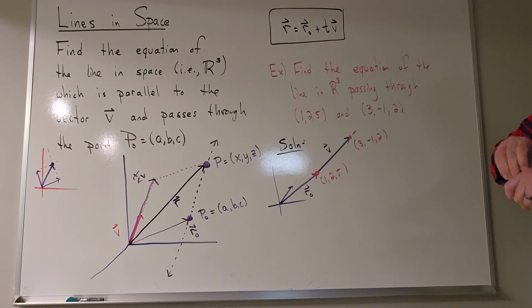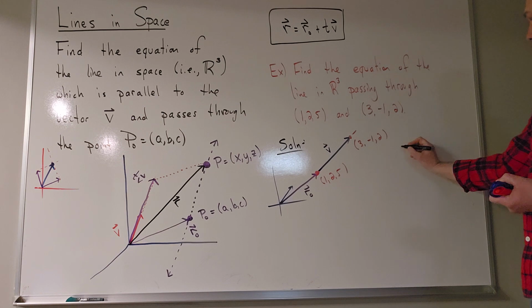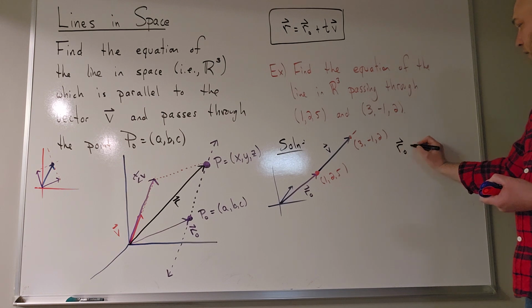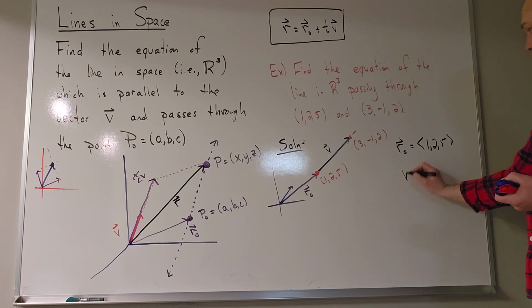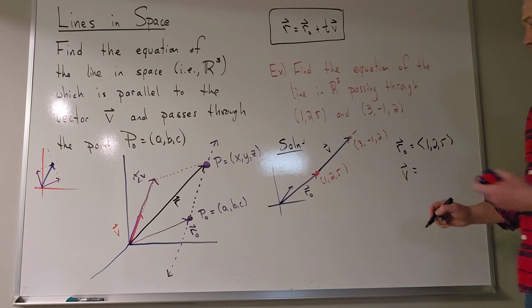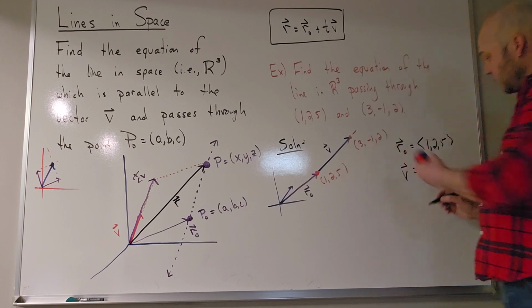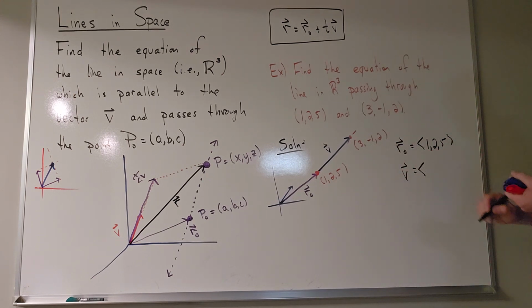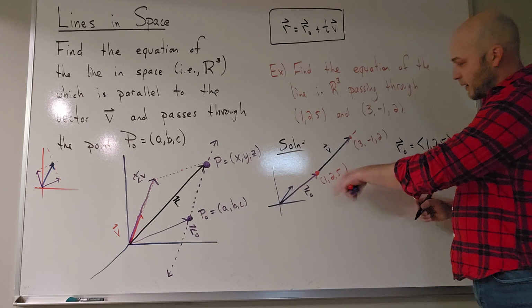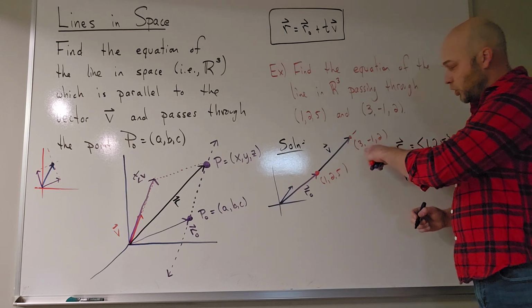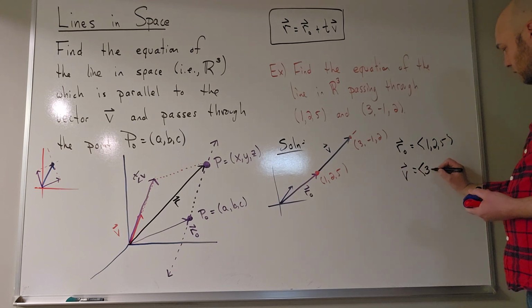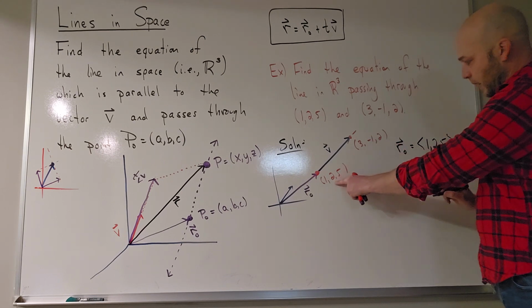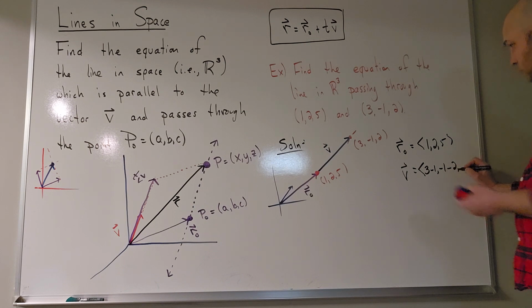Okay, so let's write down the vectors that we know. r naught is going to be the vector that terminates at the point (1, 2, 5). The vector v is going to be the vector that starts here and ends here. So remember, the way we find a vector between two points is I subtract corresponding components. So it's terminal minus initial. So 3 minus 1, negative 1 minus 2, and then 2 minus 5.